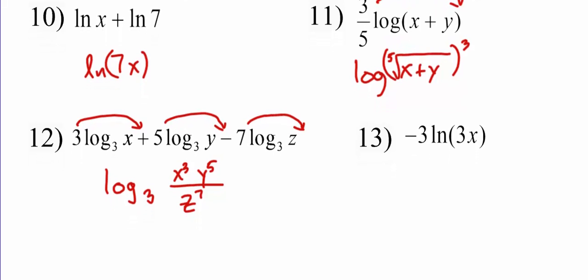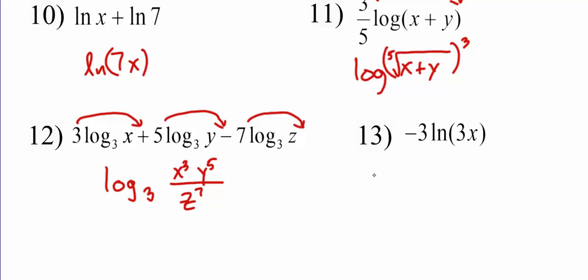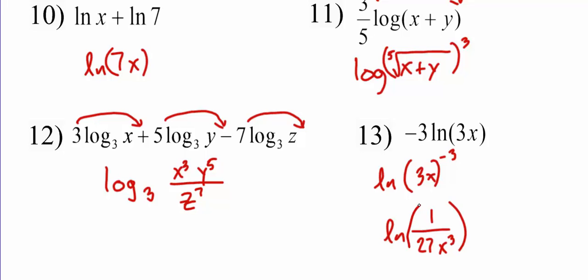All right, finally, number 13, -3 natural log of 3x. What I'm going to do is move that coefficient to be an exponent, and I'm going to from there go ahead and apply the -3 power. So 3 to the -3rd would be 1/27th, and x to the -3rd is x to the -3rd. I'll just go ahead and put it in the denominator as x to the +3, and we've got it.